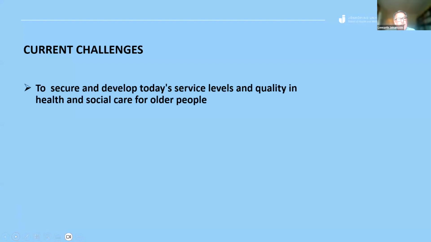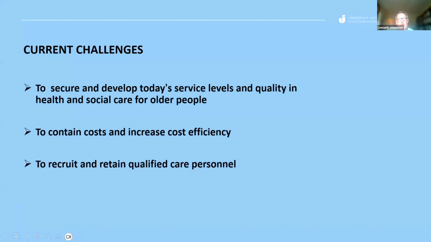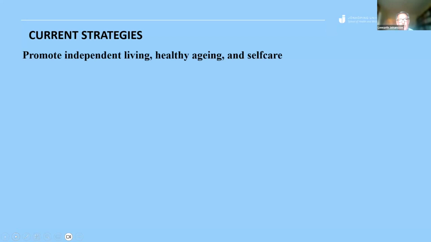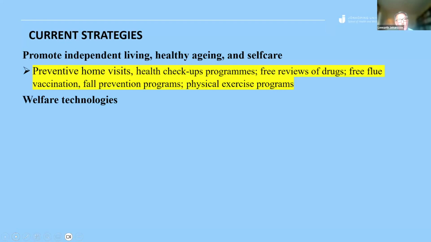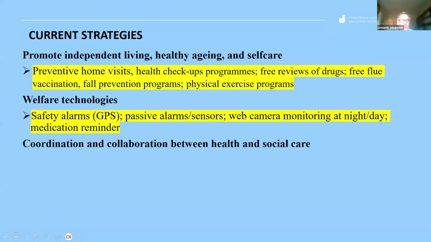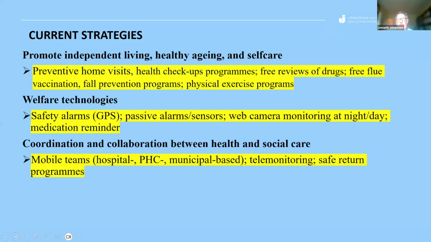Next, please. There are a number of current challenges in Sweden. First, to secure and develop service level and quality in health and social care for all the people, and to contain costs and increase cost efficiency. And of course, maybe the major problem is to recruit and retain qualified care personnel. Next, please. There are a number of strategies that the municipalities are trying to adopt. First, to promote independent living, healthy aging, and self-care. There are a lot of programs: preventive home visits, health check-up programs, free reviews of drugs, vaccination, fall prevention programs, and physical exercise programs, mostly run by the municipalities, but also by voluntary organizations.